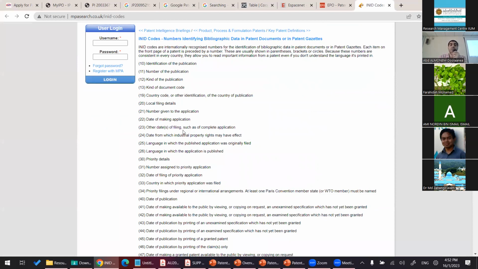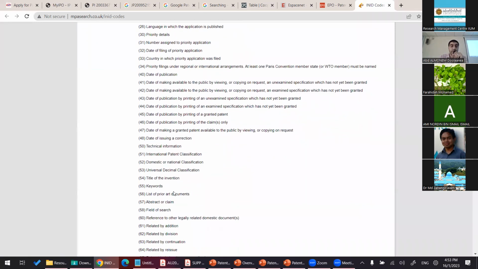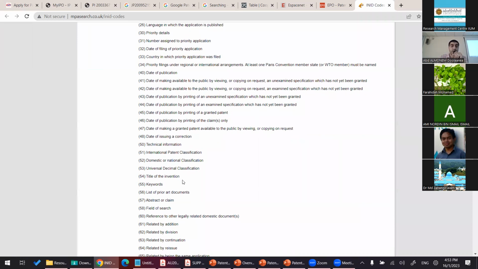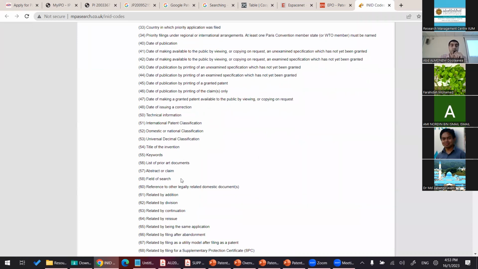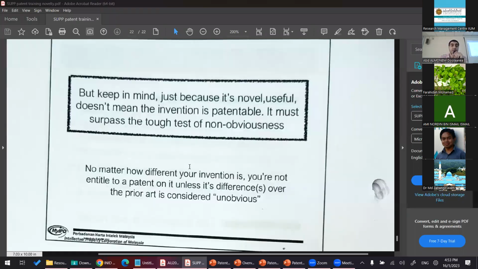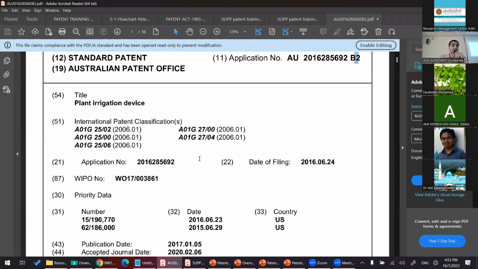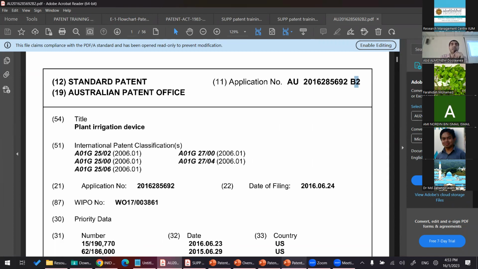No need to remember all of them, but there are some of them you should remember quickly. For example, the title, or the priority date, priority details, the date of filing. Because if you get lost, you can see there is a lot of information here. So where is the title? Where is the filing date or the priority date?